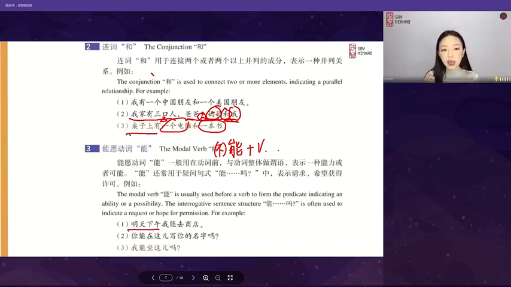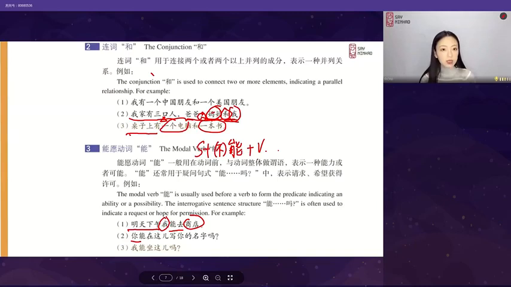明天下午我能去商店. 明天下午, tomorrow afternoon. 我能去商店. I am the subject. Okay, subject. 能去, can go. To the shop, can go to the shop. Okay, next one is a question.